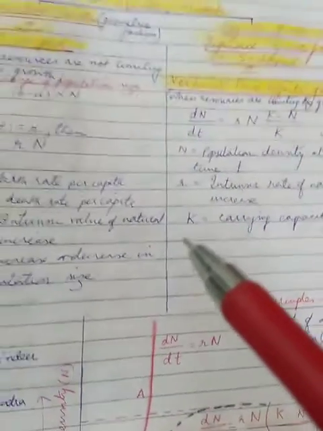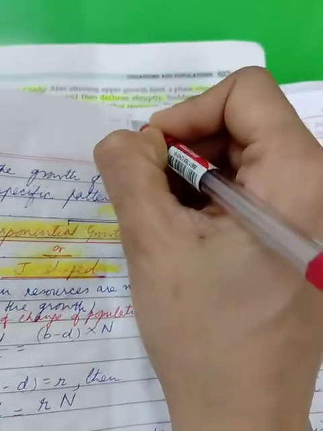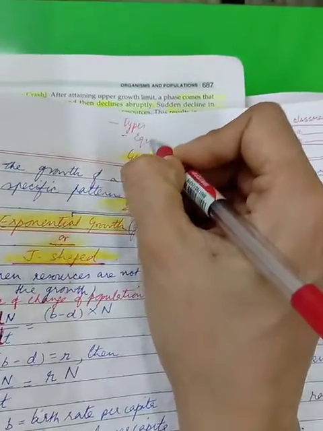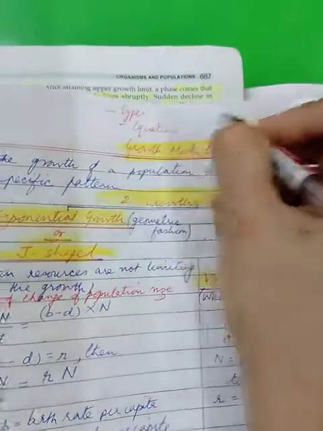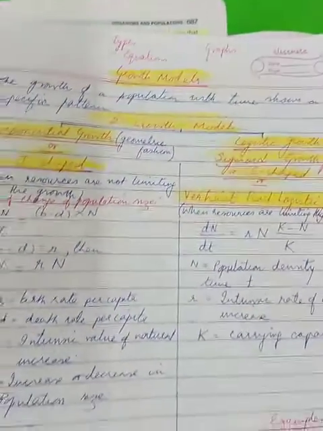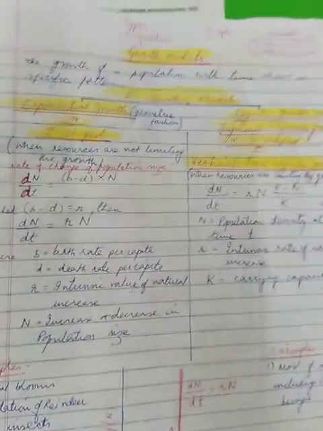Number 1, what is a growth model? Types, equation and graph. So I'll write it over here before we begin. Types of growth models, then equations and graphs. 3 things the syllabus requires you to understand. The first is, what is a growth model?